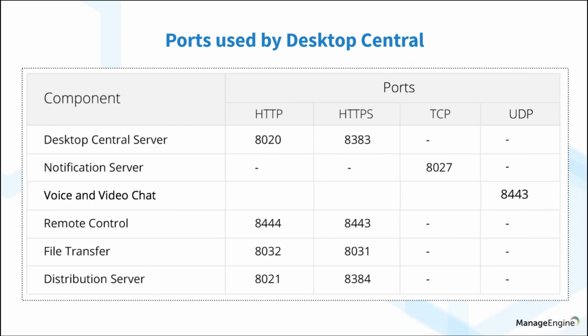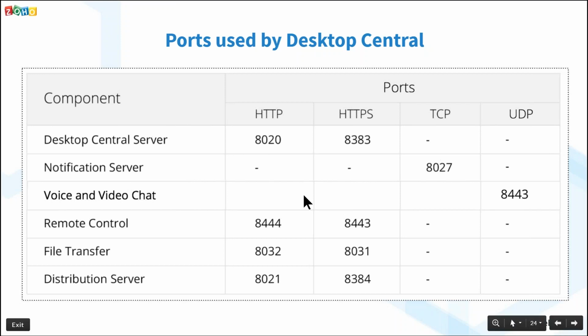Ports used by Desktop Central. We would recommend you to open the ports shown here to manage specific features with Desktop Central. Agent-server communication happens on port 8020, and server-to-agent notification happens on port 8027 TCP. For example, voice and video chat, one of the features associated with the product, works on UDP 8443.